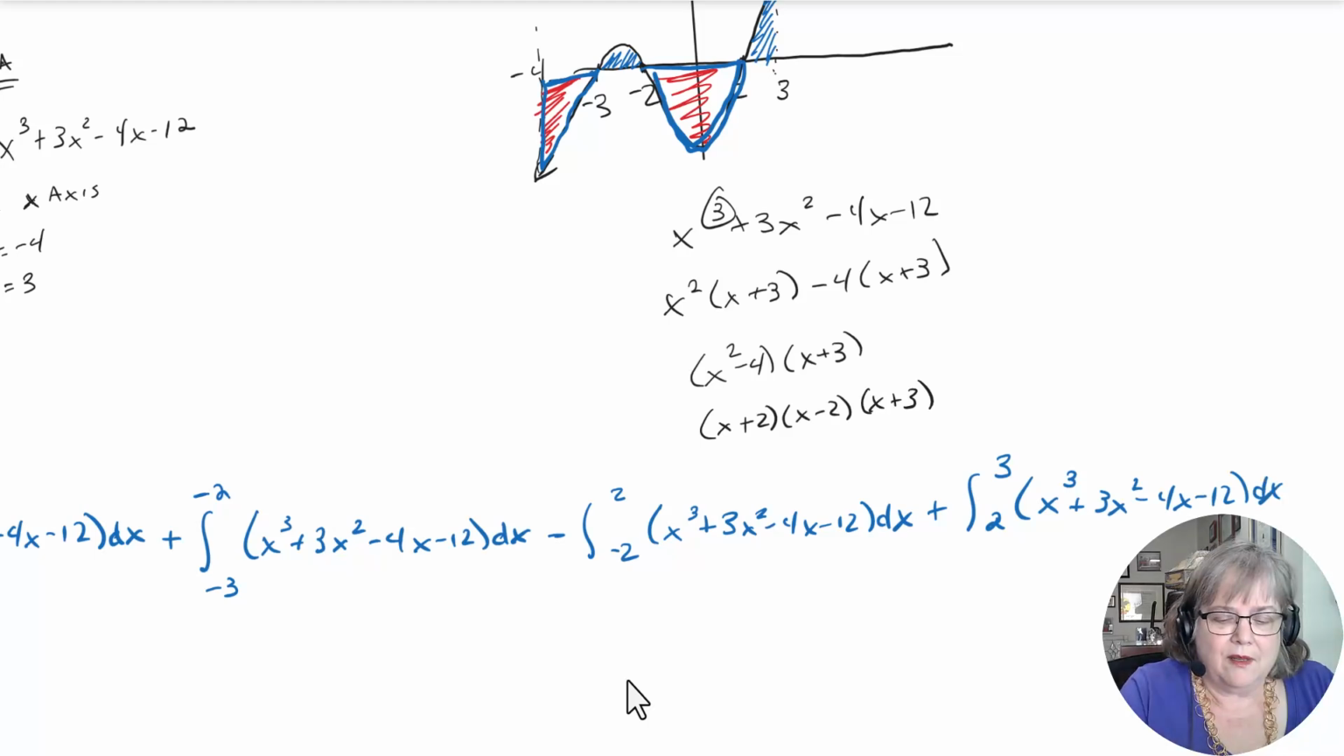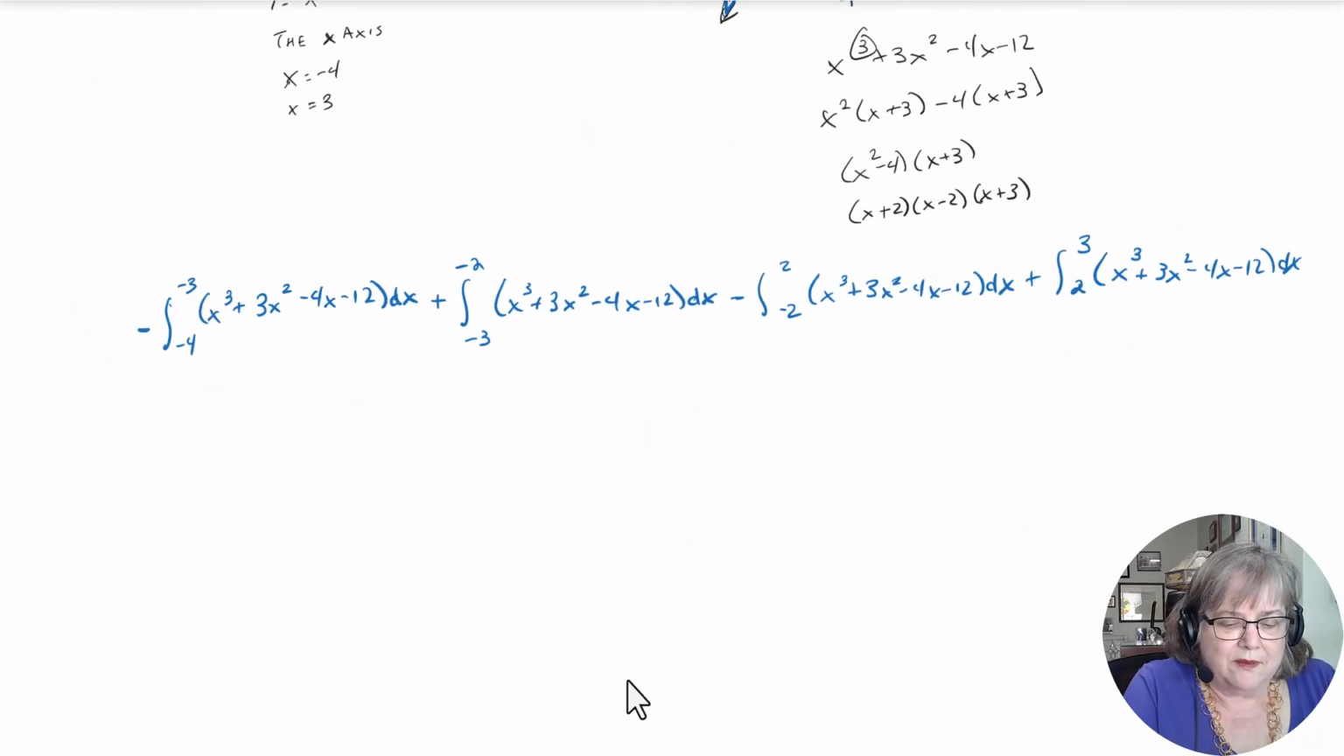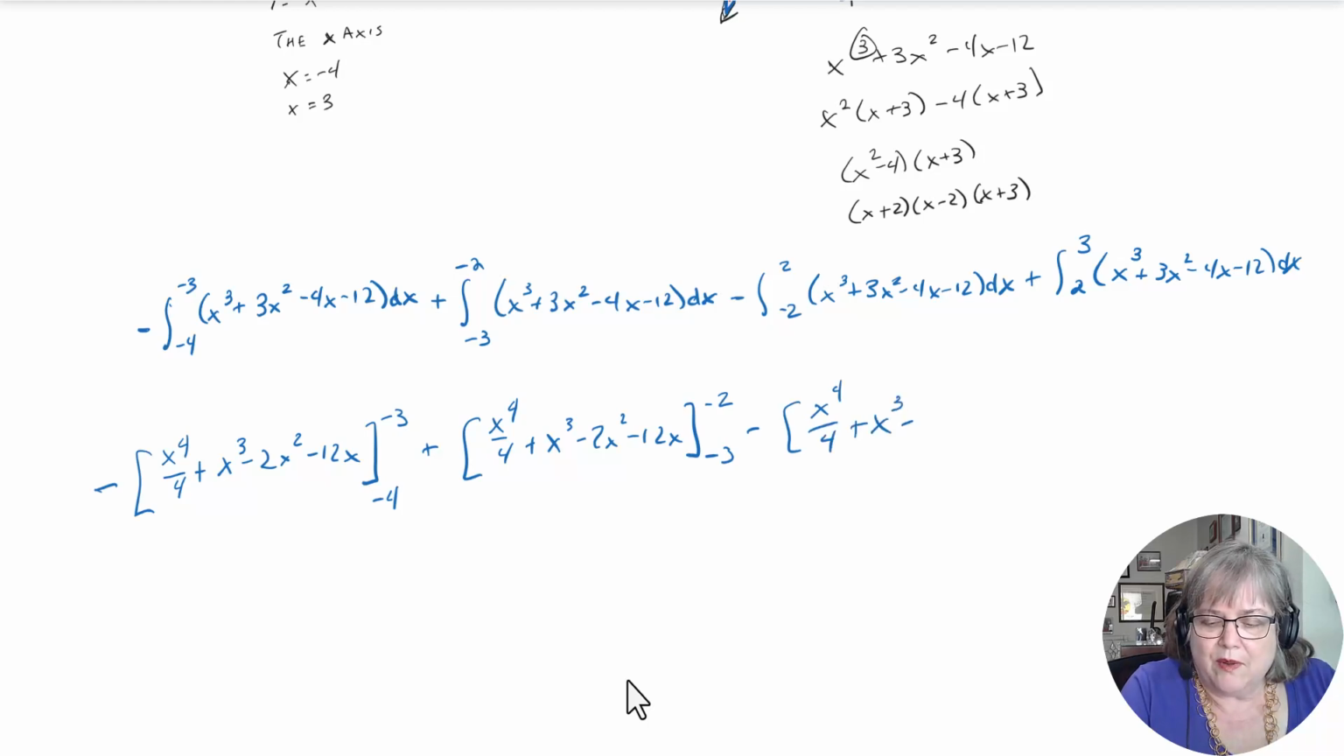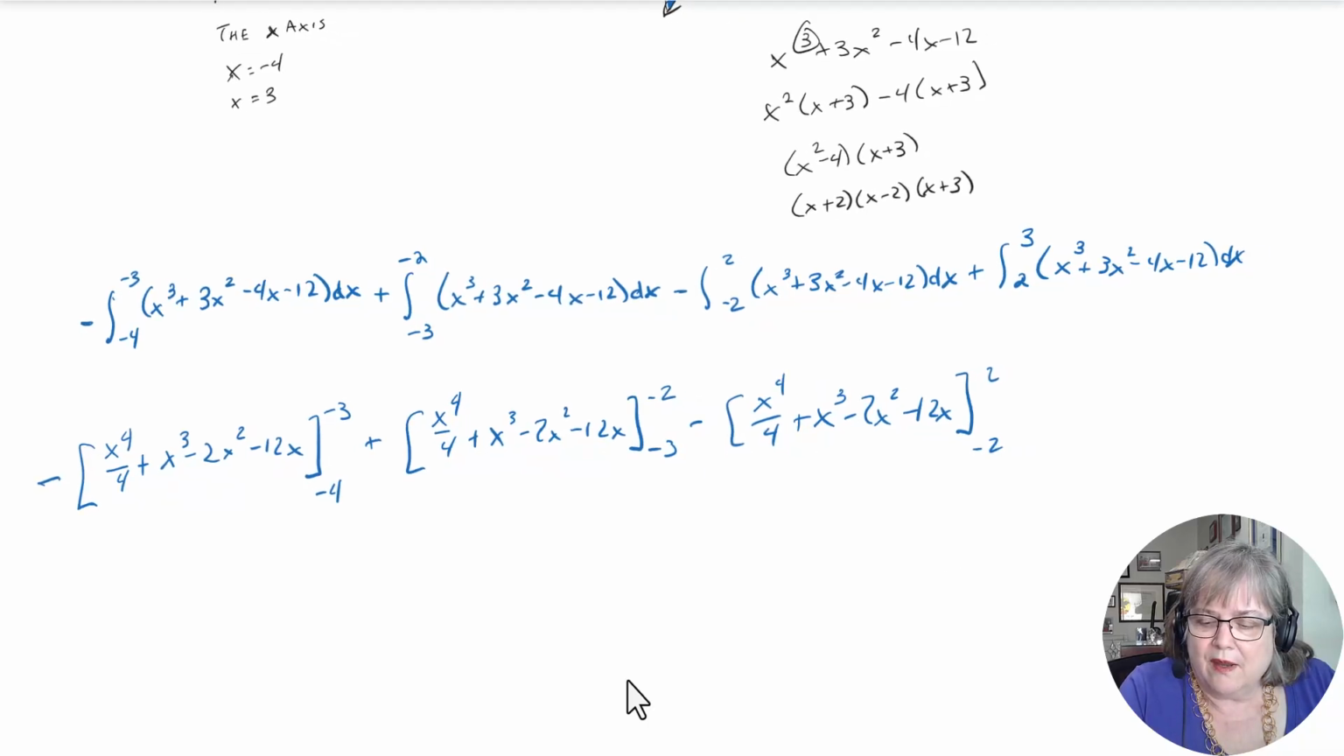All right, so then when I integrate this, I'm going to have the negative of x to the 4th over 4 plus x cubed minus 2x squared minus 12x from -4 to -3, plus, same thing, x to the 4th over 4 plus x cubed minus 2x squared minus 12x from -3 to -2, x to the 4th over 4 plus x cubed minus 2x squared minus 12x from -2 to 2, and x to the 4th over 4 plus x cubed minus 2x squared minus 12x from 2 to 3. Have this memorized by the time you get done.